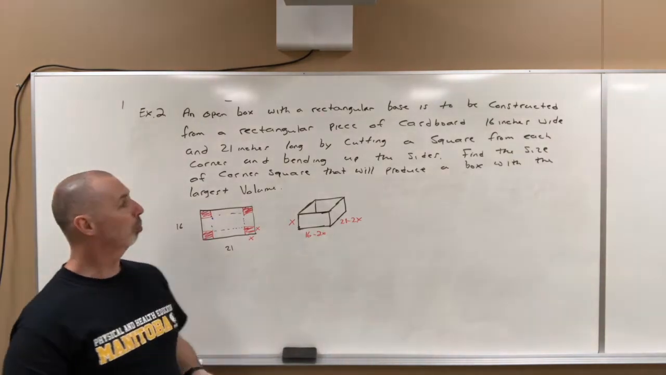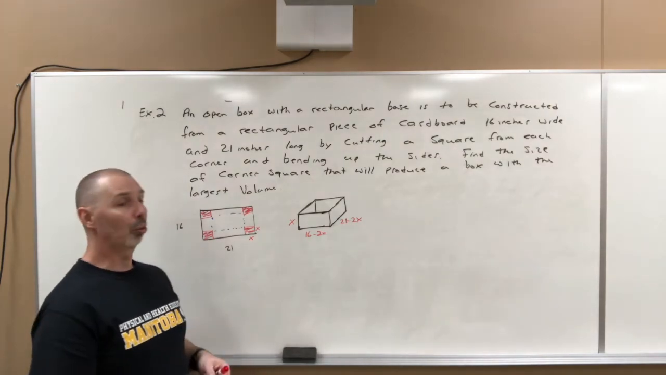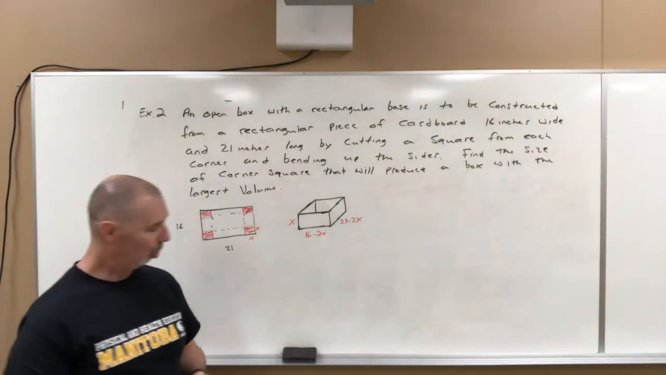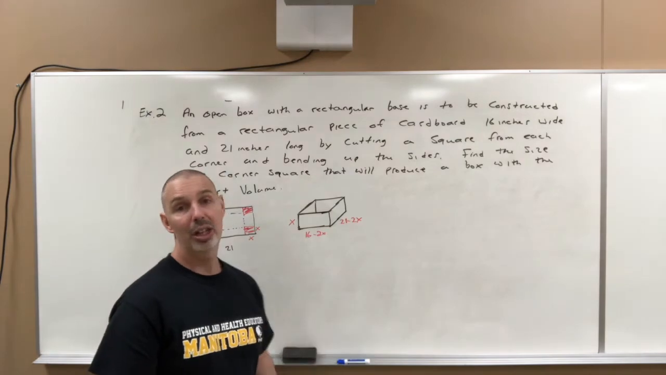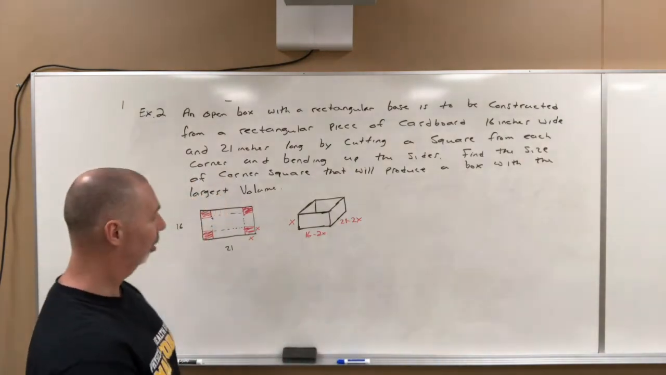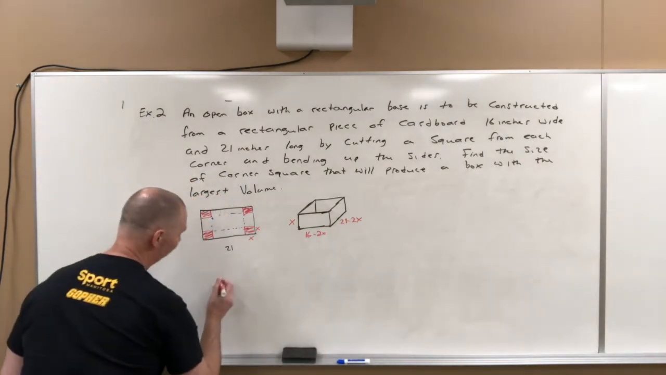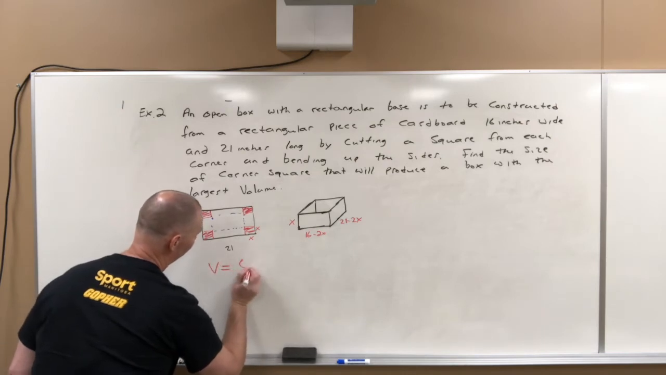We want to produce the box with the largest volume. So we want to maximize volume. So that means that we need a formula for volume of a box. Again, we know that. The formula for the volume of a box is length times width times height.